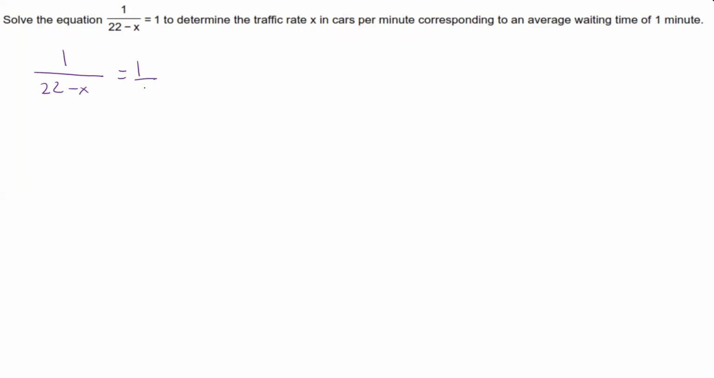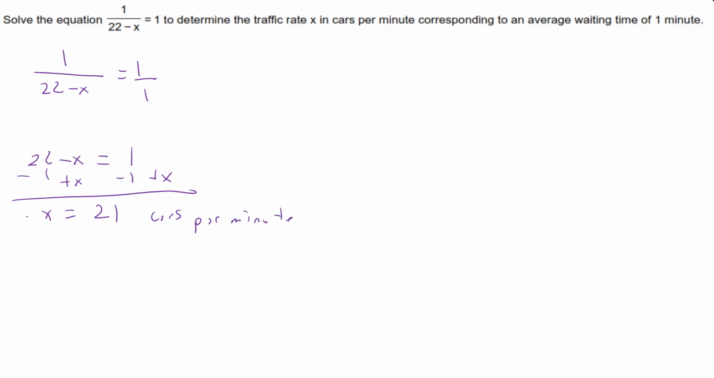And I'm just going to say, let's do the cross product. So when we do that, that is going to be 22 minus x equals 1. Well, let's take x to this side, and let's take a negative 1 here. So x is equal to what? 21. And so that's going to be our answer to this problem. So that was pretty simple, and that's going to be the number of cars per minute. Okay, so that would be our solution.